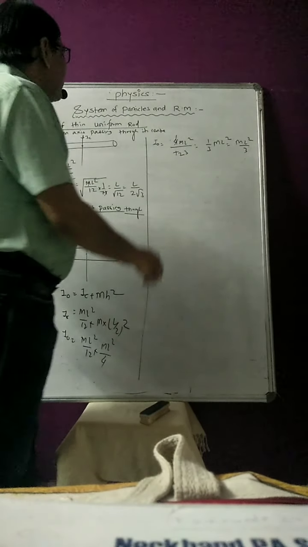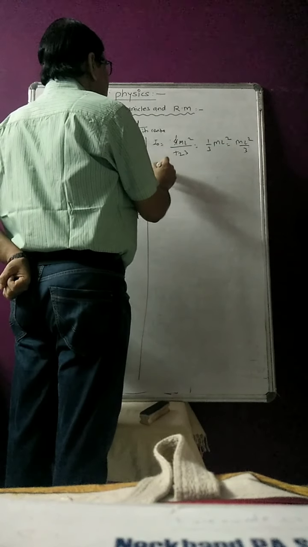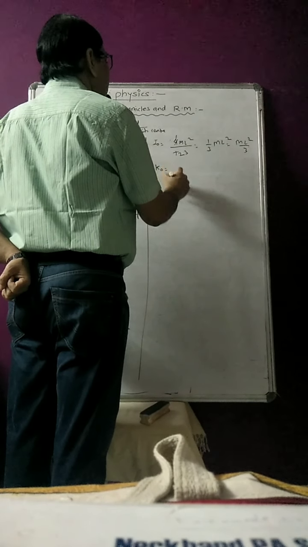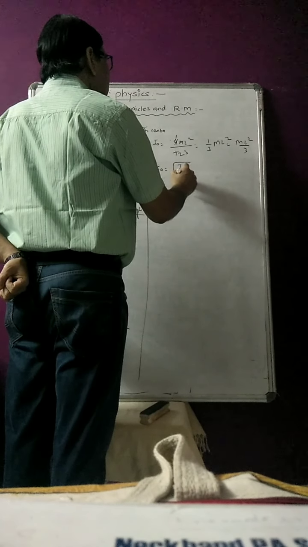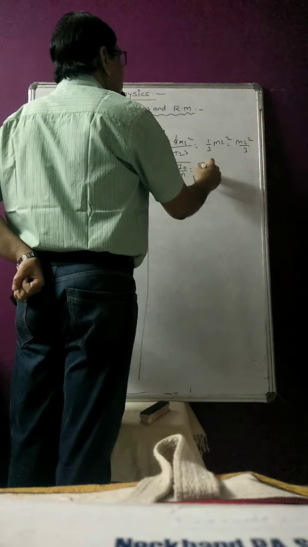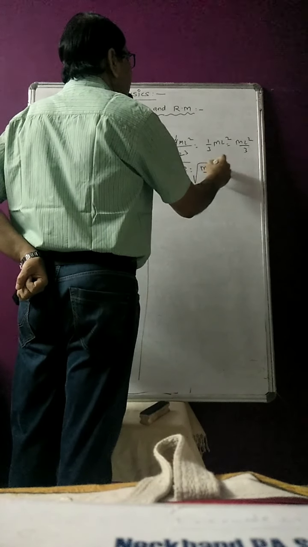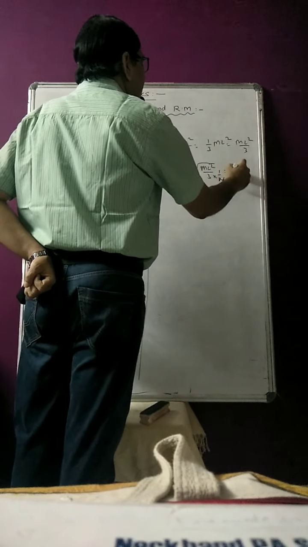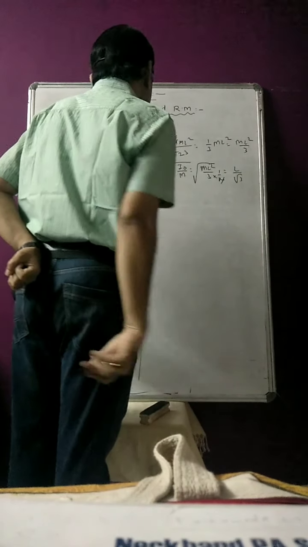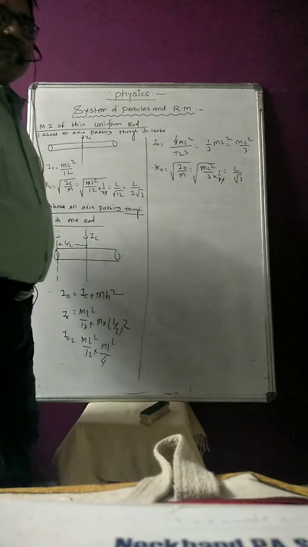Once you have that answer, we want to find out what is the K_O for that. That answer will be I_O upon M, so that is equal to ML square by 3 upon M. M gets cancelled, and therefore K_O is L by root 3. So this is your second formula.